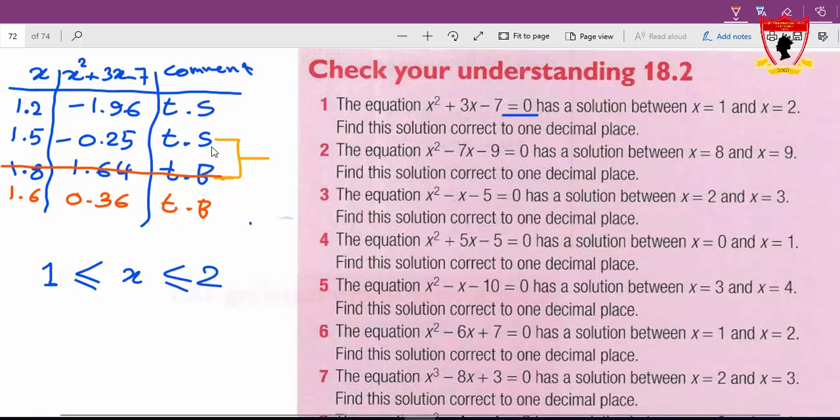This time we pick some number between 1.5 and 1.6. As you see, when we picked 1.5, we got negative 0.25, which is close to 0, and with 1.6, we got 0.36. One is negative, one is positive, or one is too small, one is too big. Let's deal with the latest too small and the latest too big, a number between 1.5 and 1.6. Let's consider them as 1.50 and 1.60. What's between 50 and 60? 55. Let's try 1.55.